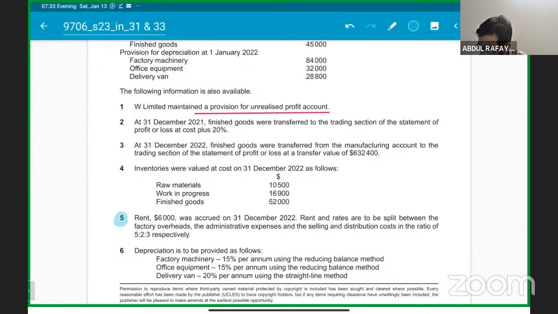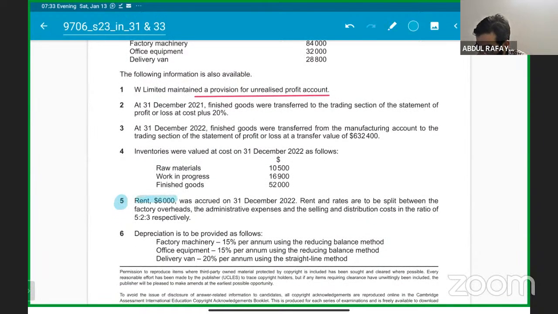Everyone there with me? Following? Rent is 6,000 accrued on 31st December 2022. So rent of 6,000 was accrued on 31st December. Rent and rates are to be split between the factory overheads, administrative expenses, selling and distribution in the ratio of 5 is to 2 is to 3.